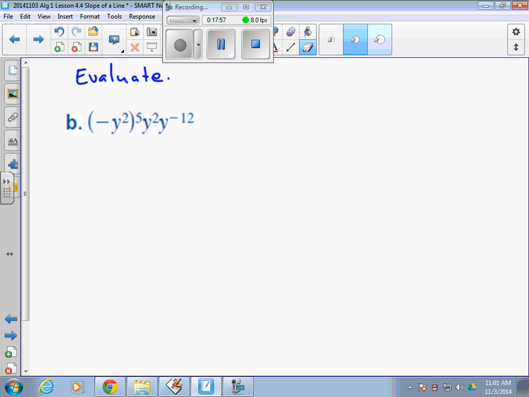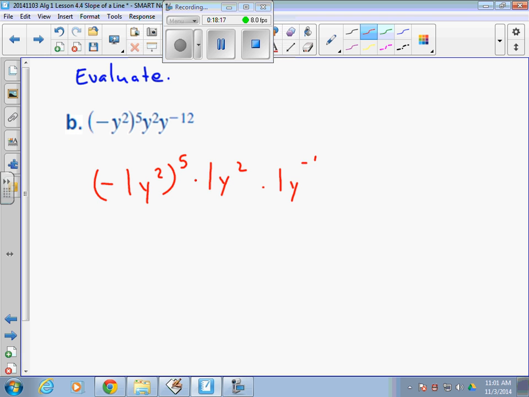Okay, about the most confusing part of this one is that negative in front, that first y. If you had to write them all out, they would look like this: negative 1y squared to the 5th times 1y squared times 1y to the negative 12. So if you had coefficients for all of them, the first one would be negative 1 since it has a negative. The second one would be 1, and the third one would be 1. We're going to put all of those together, and we're going to wind up with either an even or an odd amount that's going to determine if it's going to be negative or positive.